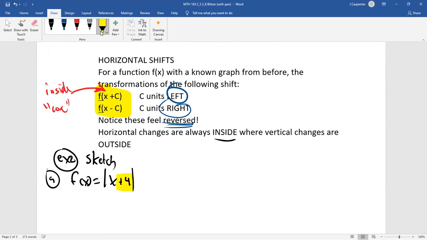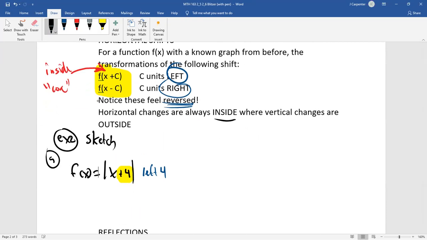So the plus 4 inside means it's either going to be left or right. And you have to remember that horizontal changes are backwards. Plus 4 is not right 4, it's actually left 4 units. And if you ever don't trust this, you can plug in the coordinate that you get, the bottom of the function, you can plug it in and see if it matches. So maybe we'll try that out here. I still need more space.